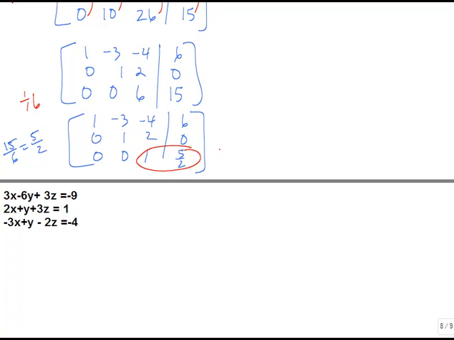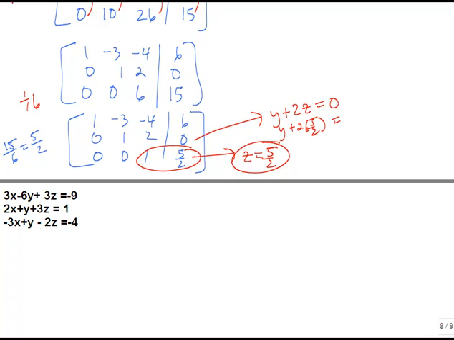So try to avoid fractions at all cost until the very, very last step. So this tells me that z is 5 halves. Let's back up one step. We get 1y plus 2z's equals 0. Since z is 5 halves, if I substitute that in, notice the 2's are going to cancel, so we get y plus 5 equals 0, or y equals negative 5.